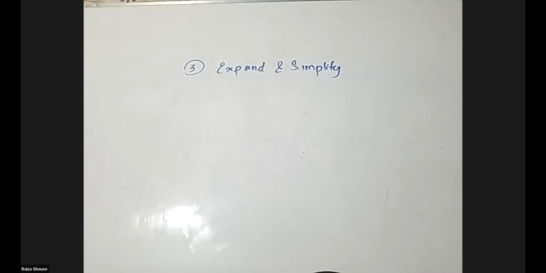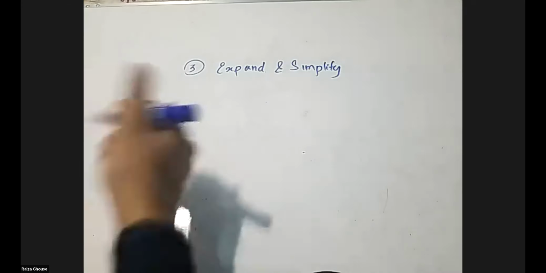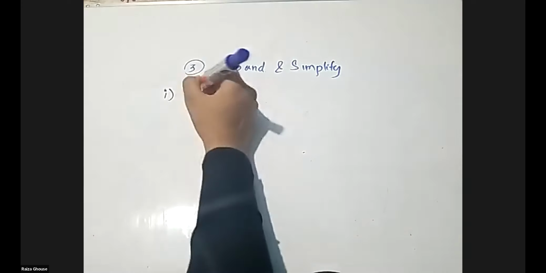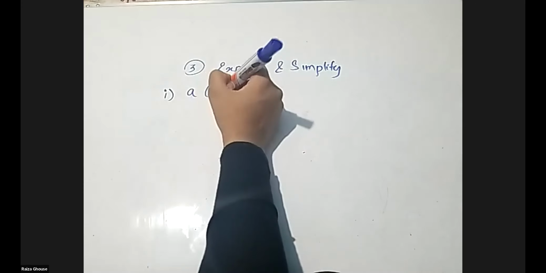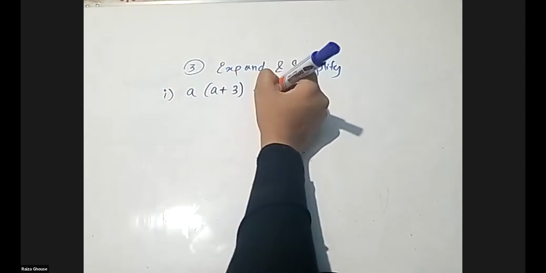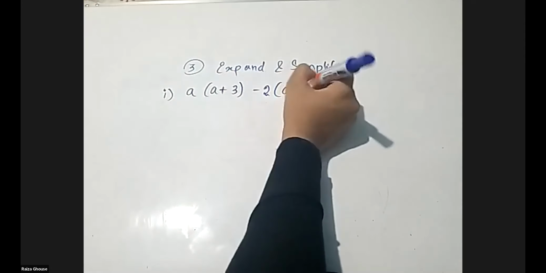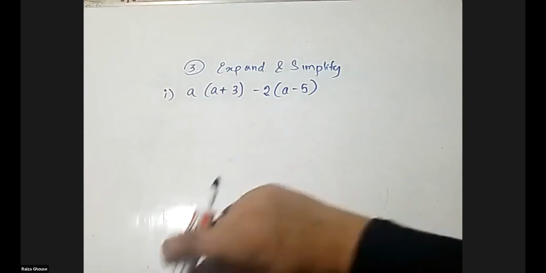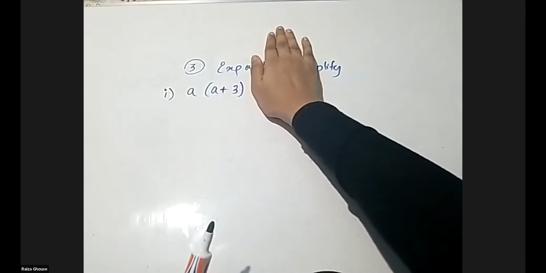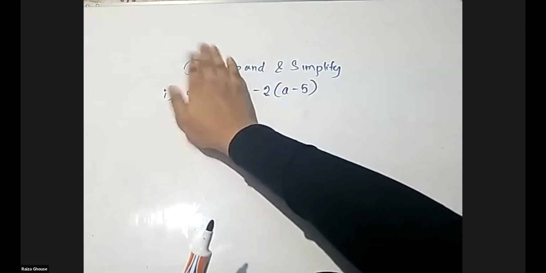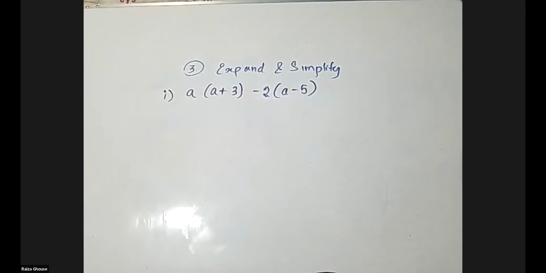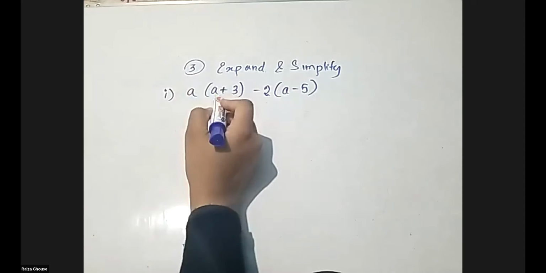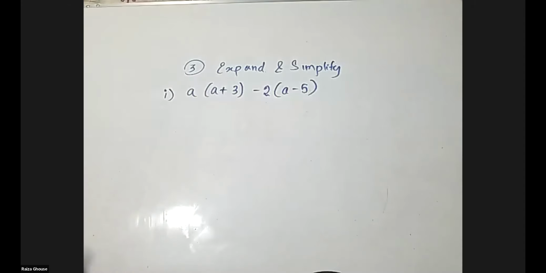Now, I'm going to give you an expression. Here, see. A into A plus 3 minus 2 into A minus 5. I'll explain this one and I'll give you another one. Now see here, earlier what did we do? Earlier we did like this, only one part. Now we have taken two parts, that's it. Terms inside should be multiplied by term outside.